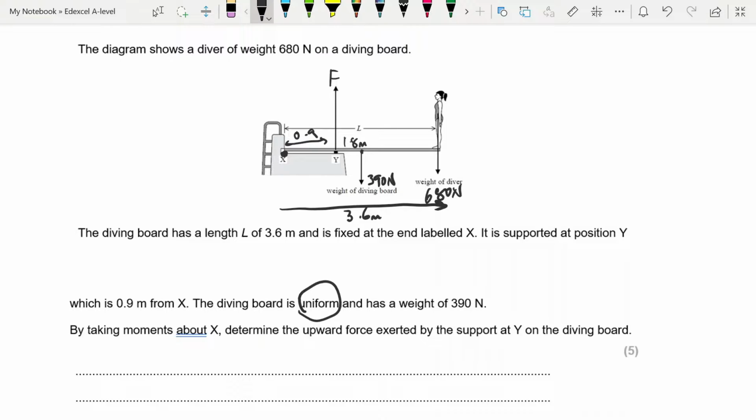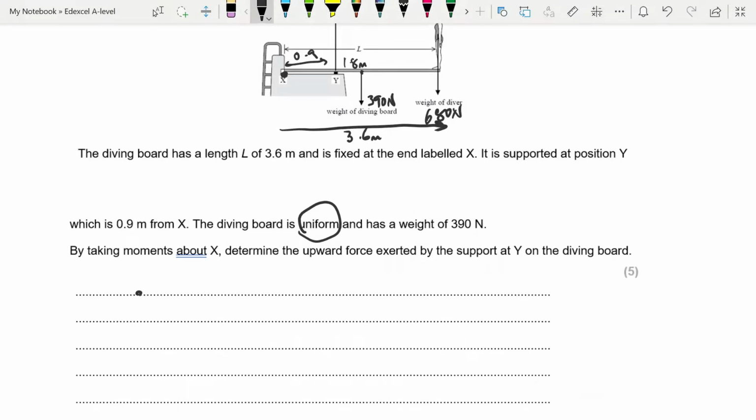Now, diagrams like this can get very messy once you start adding the information in. So for yourself, it might be a good idea to sort the diagram out, make it more meaningful for you, so that the forces and distances are all clearly labeled. So let's do that first. There's our position x. We have the force we're trying to find at y. We have the weight of the diving board there, which we know is 390 newtons. And we have the weight of our diver, which is 680 newtons.